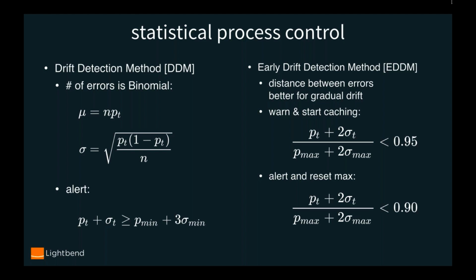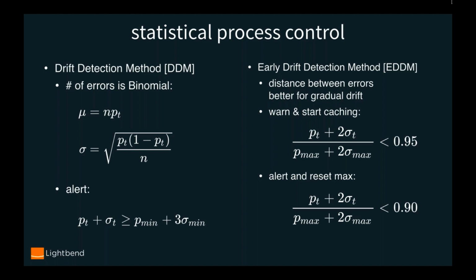They set two thresholds. A higher threshold, 0.95, for example, is used for issuing a warning and starting caching the data. And a second threshold, 0.9, for example, is used for sending an alert and resetting the maximum values for P sub max and sigma sub max. So we are not keeping any data. The updates are incremental, so the methods are very efficient. They're constant time and space complexity.